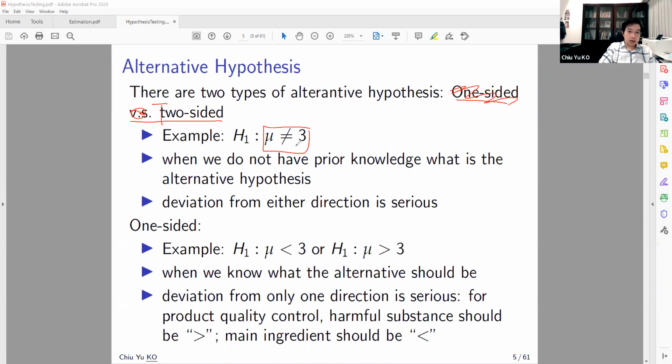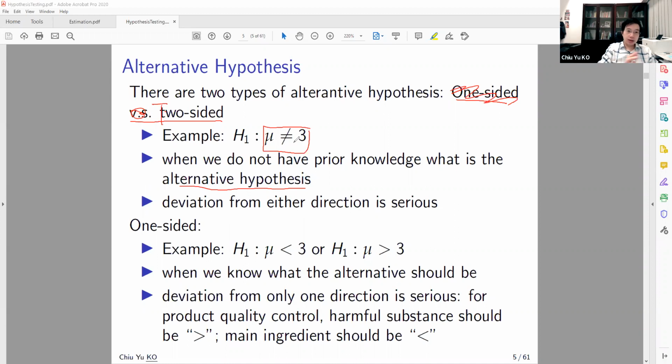Okay. So why do we have two-sided? Because we do not know what the alternative is. If I know what the alternative is, then it's fine. In application, why do we use this alternative? It is the deviation from 3 from both sides. The consequence will be serious.